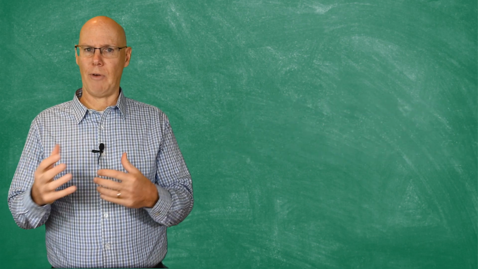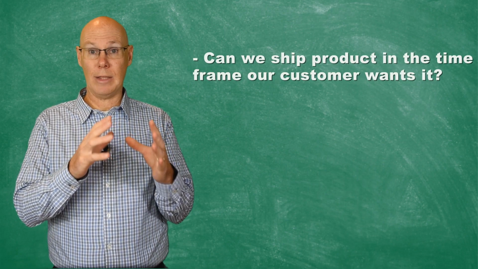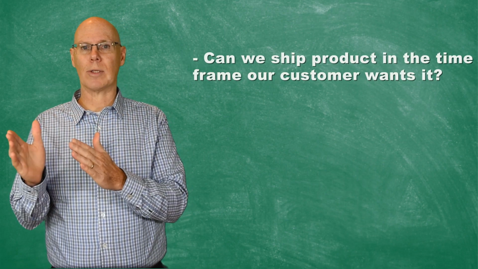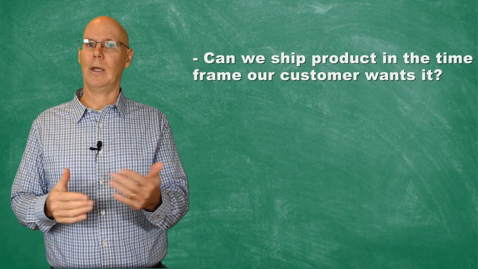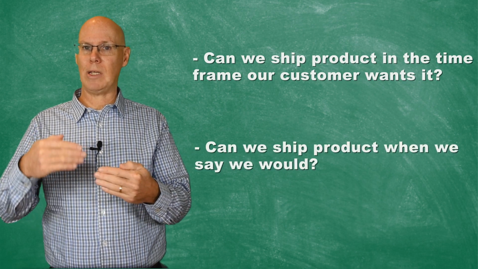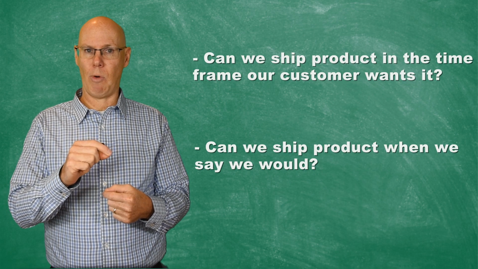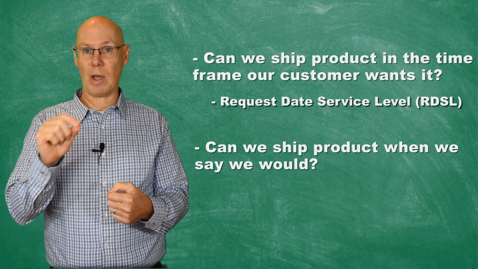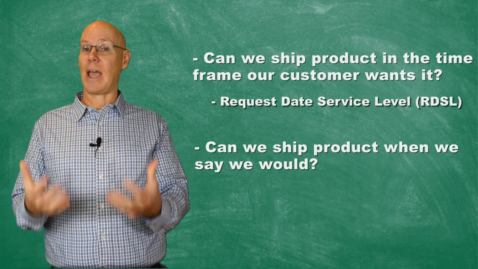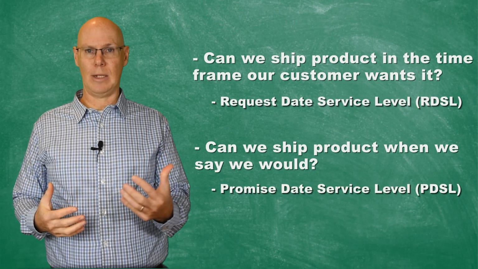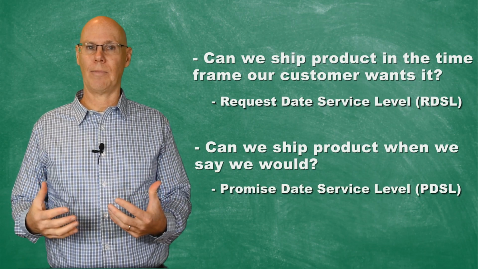Really, it's a question of, are we able to ship the product in the time frame our customer wants it? And probably more importantly, can we actually ship product when we say we would? The first measure, the measure of what the customer wants, is RDSL, or request date service level. And the second one is promise date service level, or PDSL.